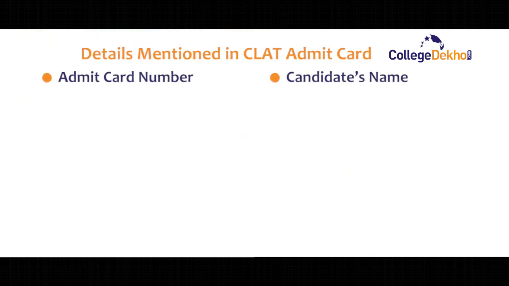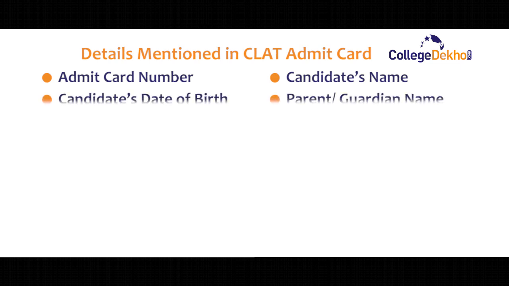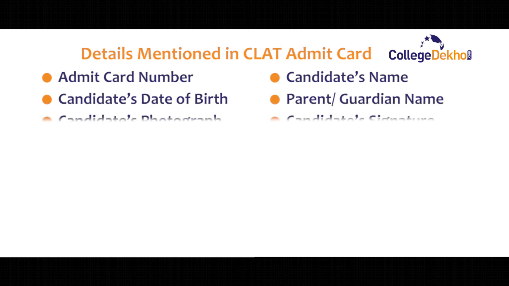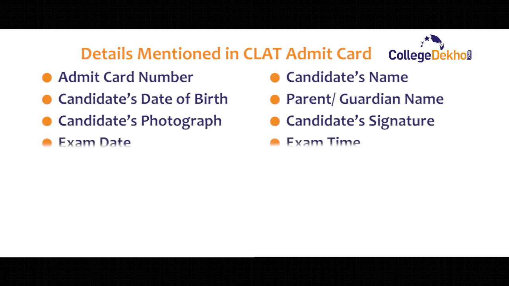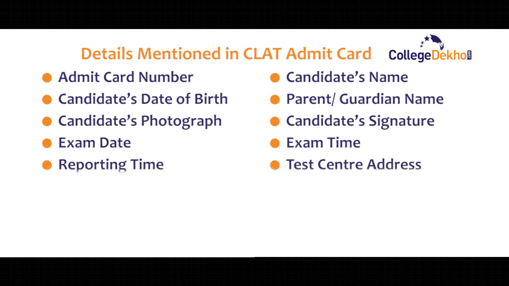The details mentioned in the CLAT admit card of each candidate include the admit card number, candidate's name, date of birth, name of the parent or guardian, address, photograph, and signature. The examination details are also provided, which include the exam name, exam timing, reporting time, and name and address of the exam center. Some instructions that are to be followed on the exam day are also mentioned in the admit card, and candidates must go through them carefully.